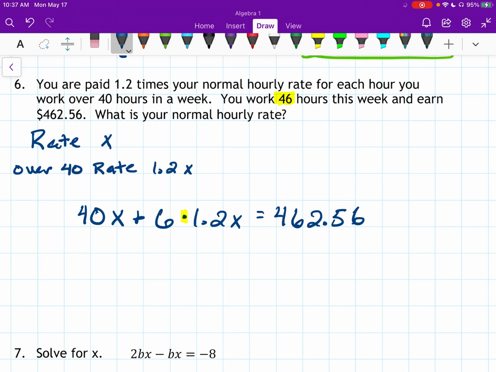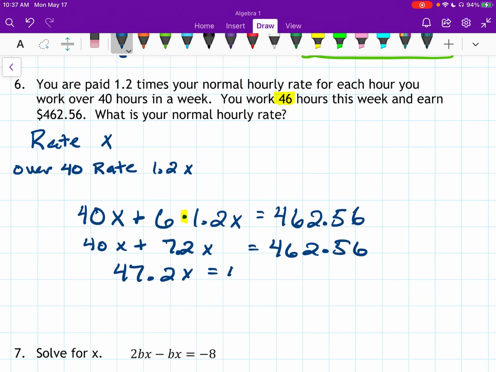It means multiplication. So on the left here, I'm going to simplify. So I'm going to have 40x plus, I'm going to type in 6 times 1.2. That gives me 7.2. Okay, now I'm going to add the 7.2 and the 40 to give me 47.2x equals 462.56. And now I'm going to divide 462.56 divided by 47.2. And I got 9.8.